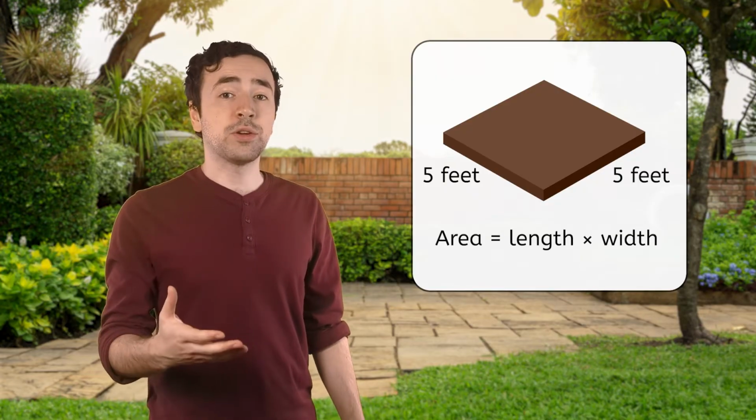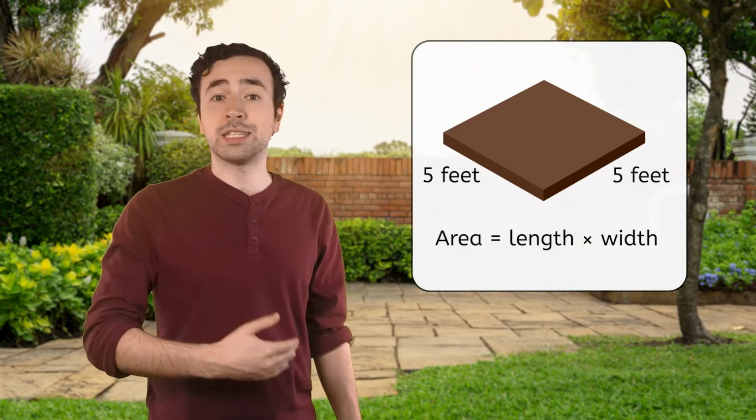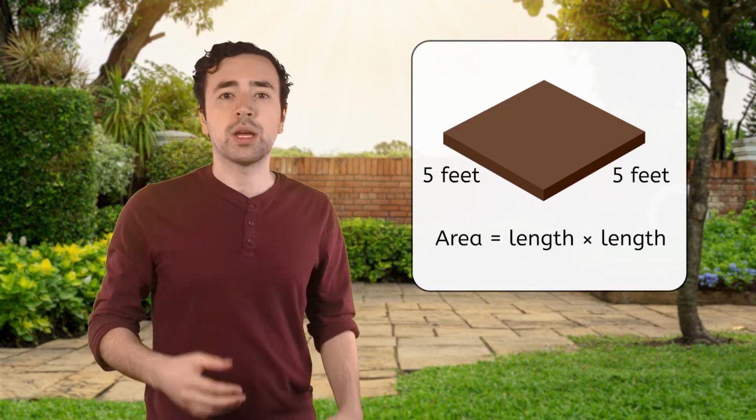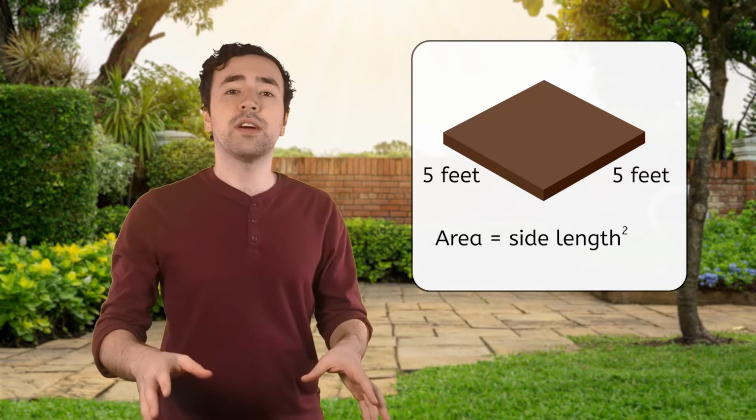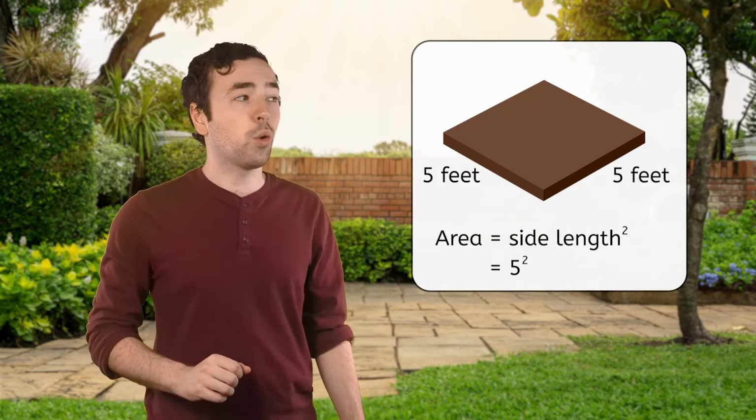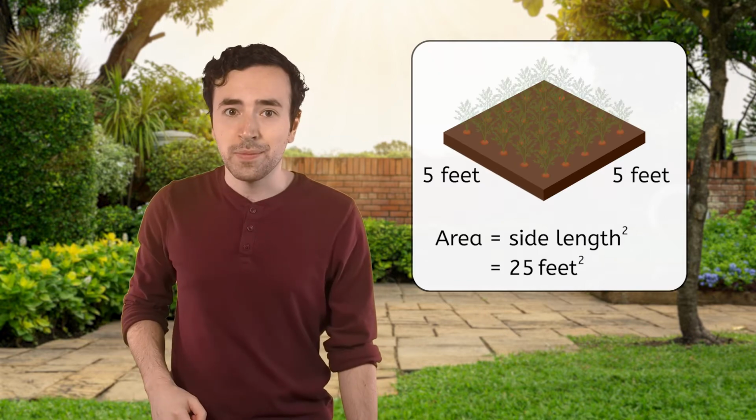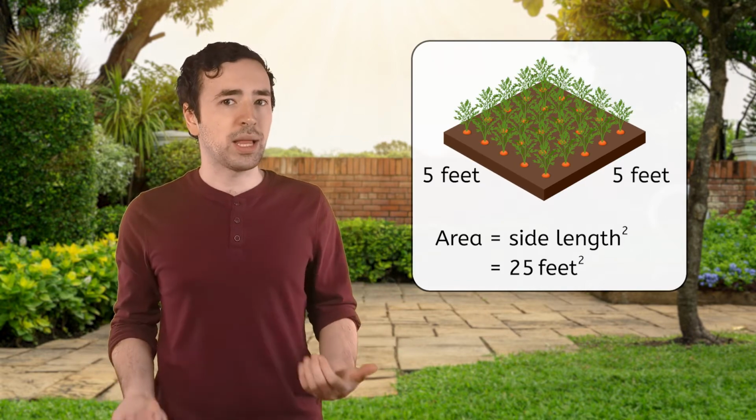The area of a rectangle equals length times width, and since squares have the same length and width, we can also say the area equals a side length squared. So the area of Caroline's garden is 5 squared, or 25 square feet. This means her garden can fit 25 plants. That's a lot of plants to take care of.